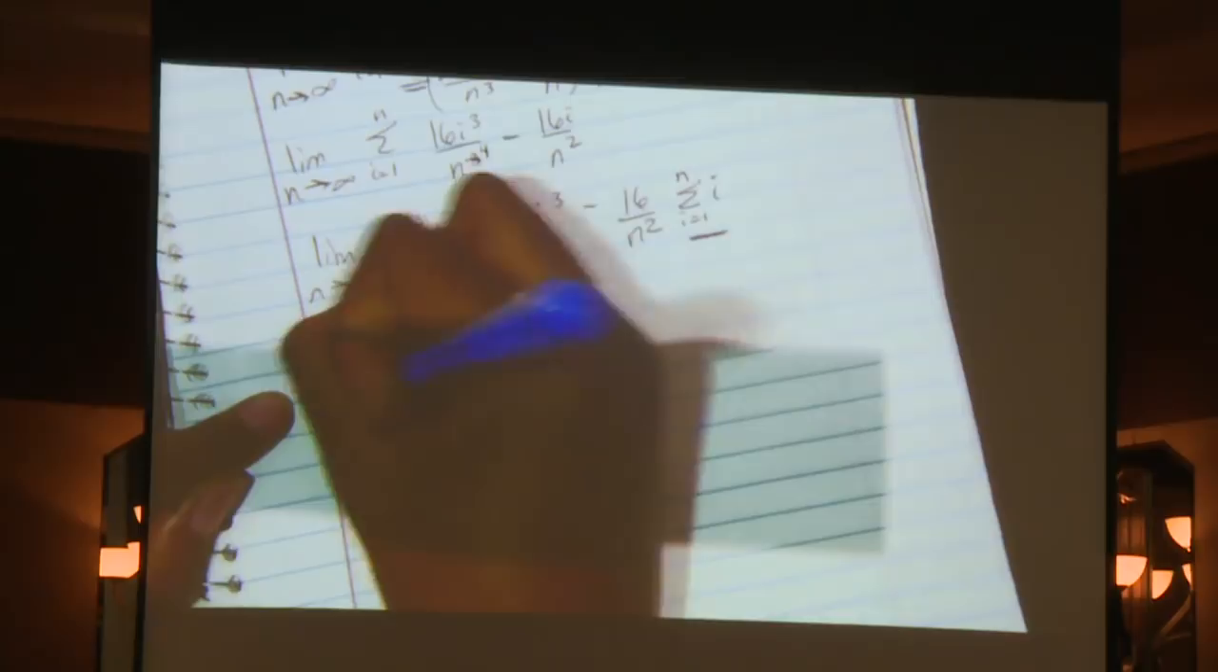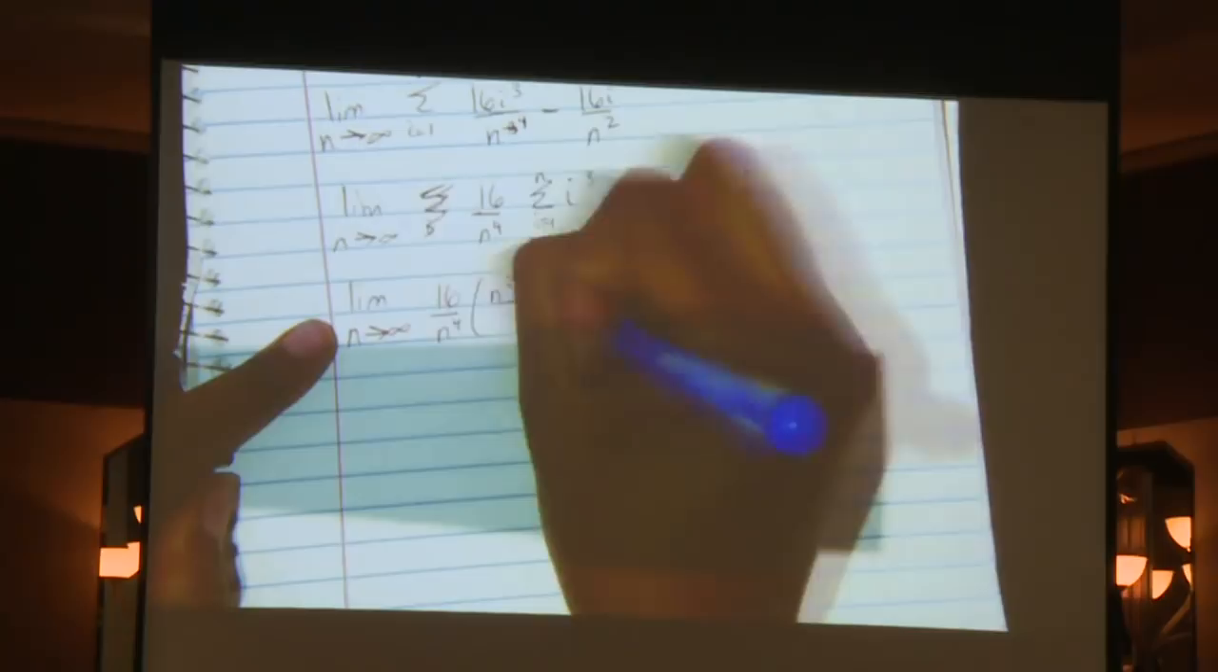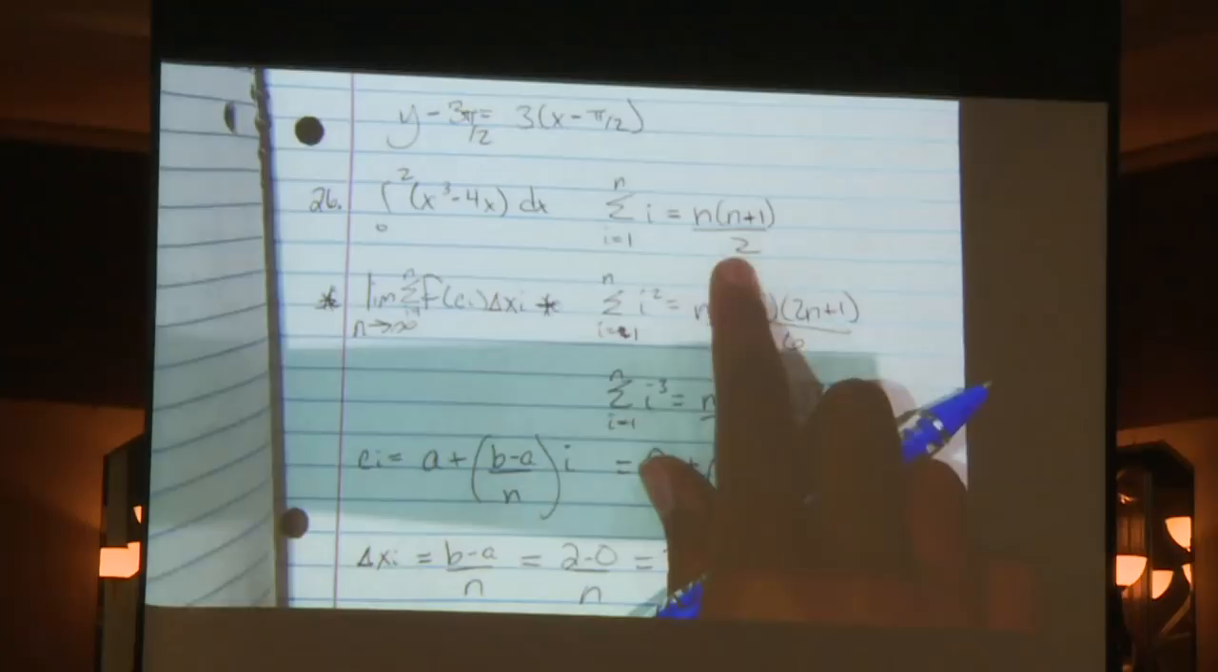They told us that the summation of i cubed was n squared times n plus 1 squared over 4. So I'm going to plug that in for summation i cubed, n squared times n plus 1 squared over 4, minus 16 n squared. And our summation for i is n times n plus 1 over 2. So I'm going to plug that in here.